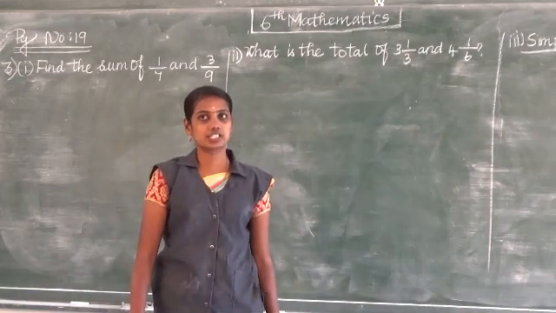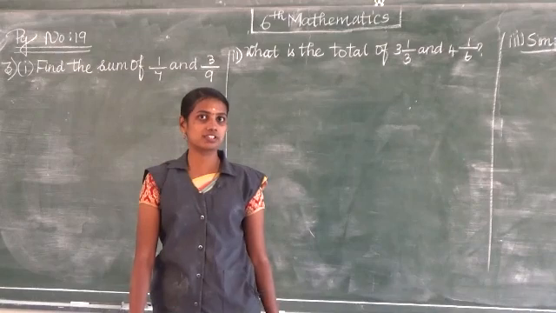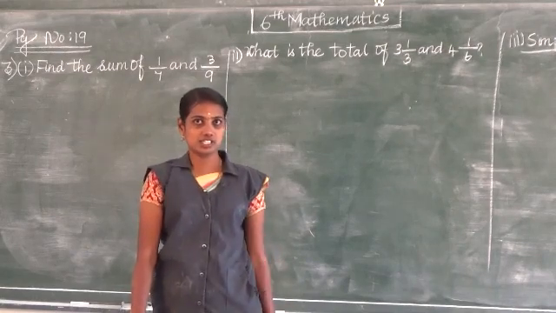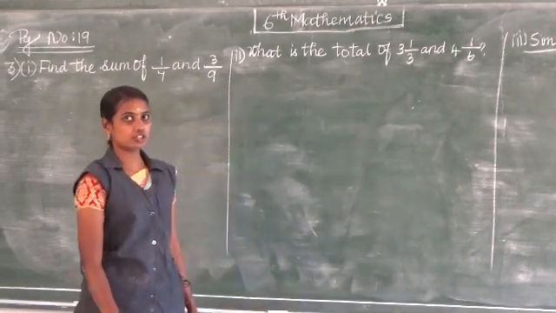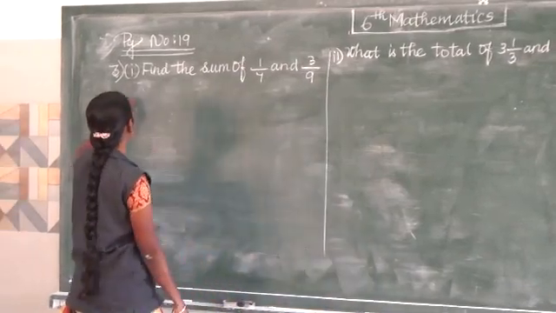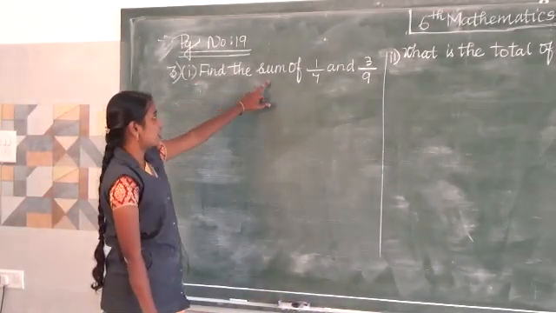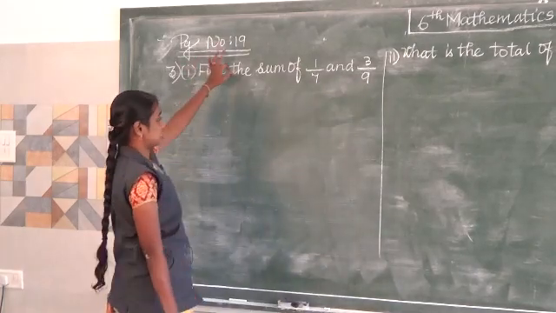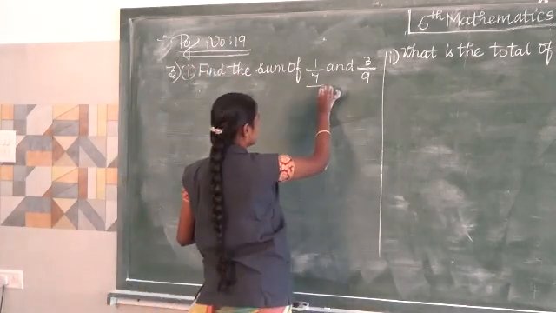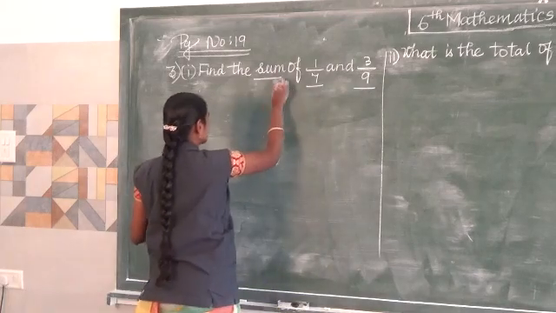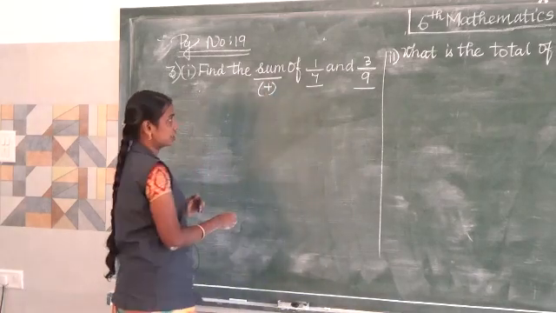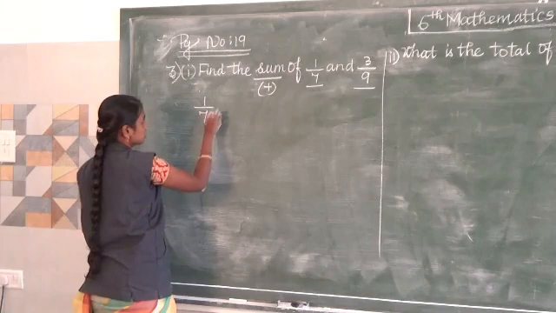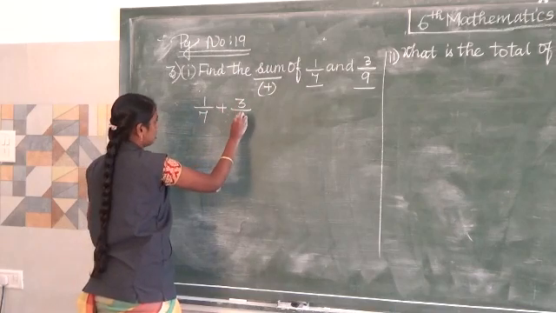Last class we completed till question number 1 in exercise 1.1. Now we are going to see question number 3. Question number 3 also uses the same method, addition and subtraction only. So listen to the question properly. Find the sum of 1 by 7 and 3 by 9. Take your book page number 19. Sum means add. We are going to add 1 by 7 plus 3 by 9.